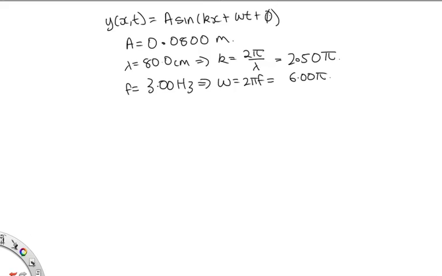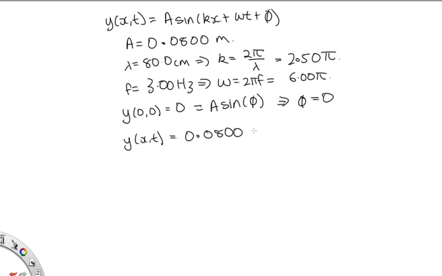Okay, and now all we need to do is work out this phase constant. Well, we're told y at 0, 0 is equal to 0. So substituting in 0 for x and 0 for t, we have this is equal to A sine phi, and sine of 0 is 0. So phi equals 0 will satisfy this equation. So we can use phi is equal to 0. Okay, now let's just substitute everything in. Y of x and t is equal to 0.0800 sine of 2.50 pi x plus 6.00 pi t plus 0. So that is our solution to part A.